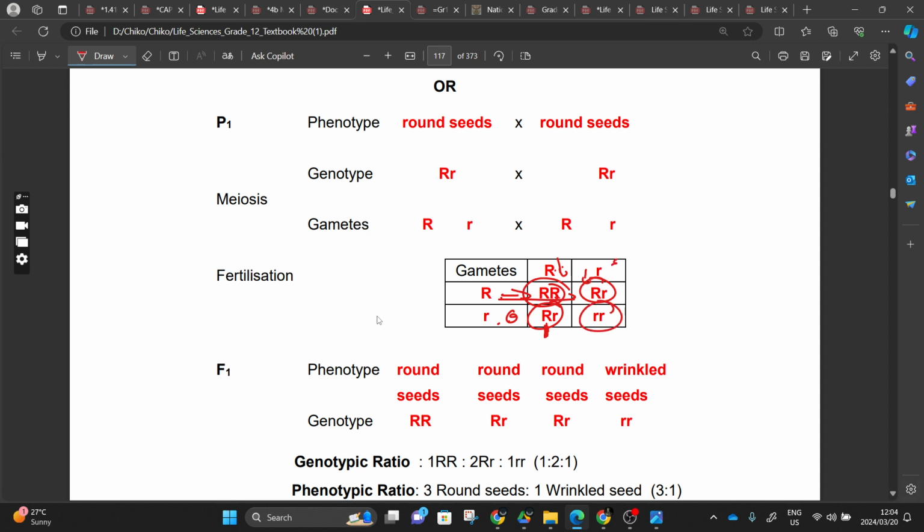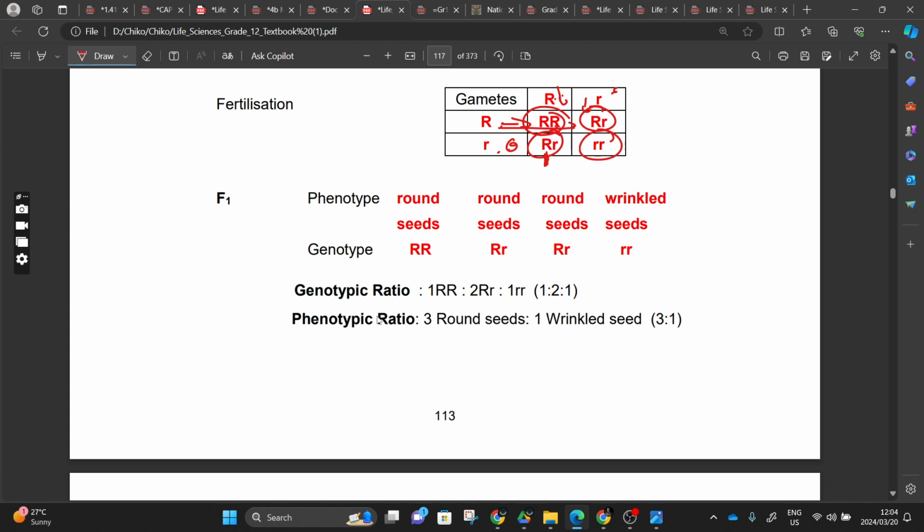And then here, if we were to give a ratio, the genotypic ratio of this one is 1 RR, 2 capital letter R small letter r, and 1 small rr, so 1 is to 2 is to 1. We did an example with this. And the phenotype is 3 is to 1. We did an example with this one again.